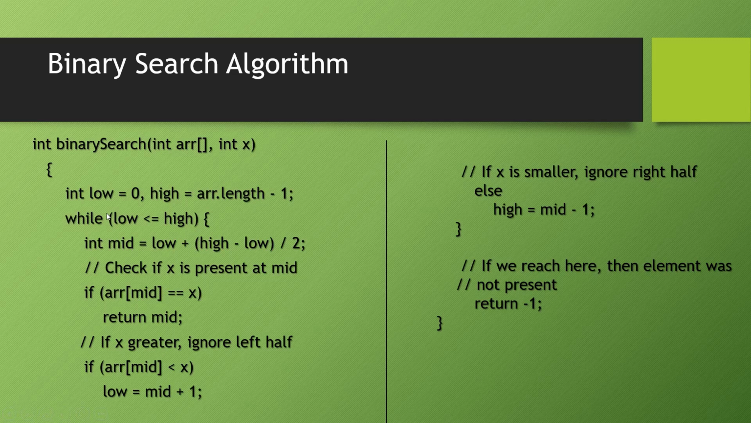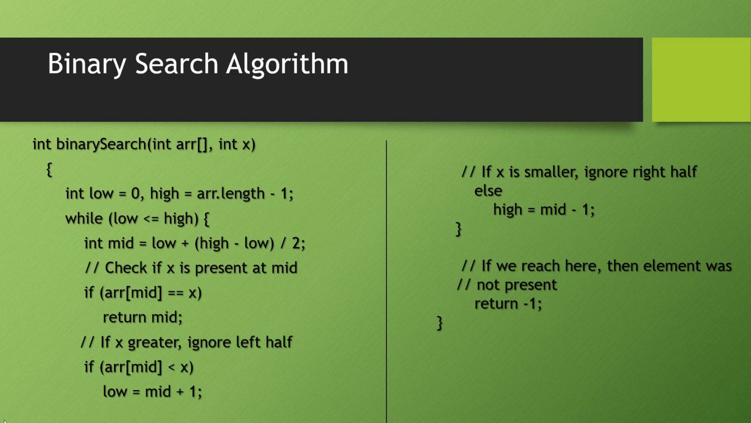We do all this while low is less than or equal to high; at that point only we run the while loop. Inside the while loop, first we find the mid element of the given low and high. Whatever the given low and high values are, we find the mid of those values. Then we check if x is present at mid or not. If x is present, then we return mid. Return mid means return that index.